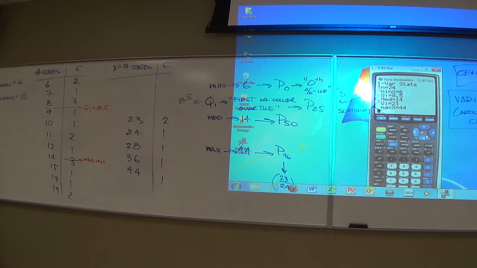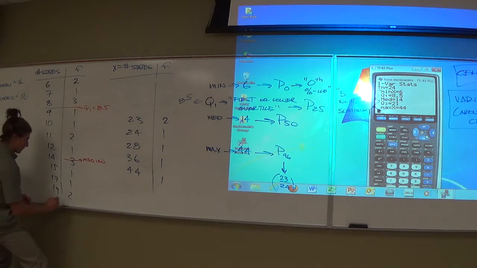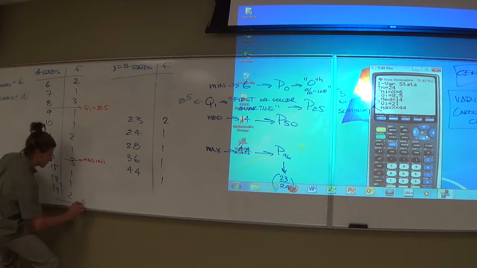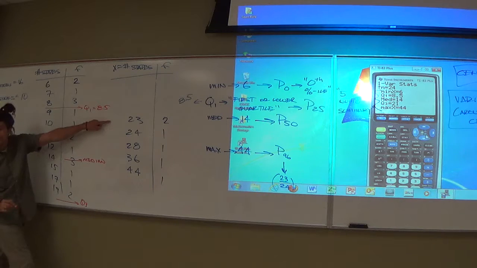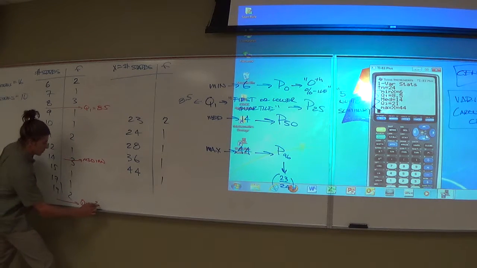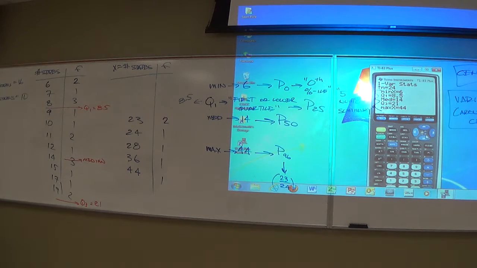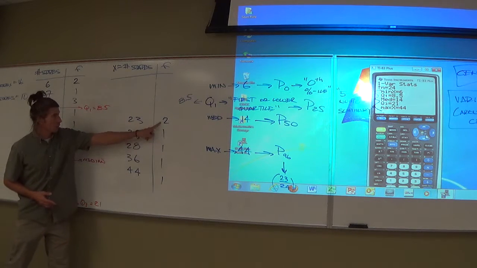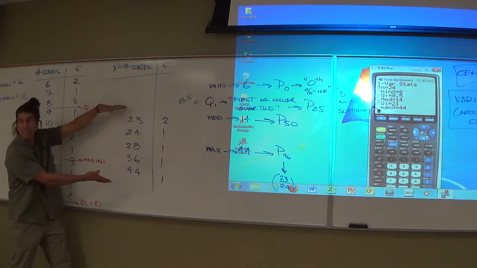Can you see why Q3 is 21? Let's find 21. I don't see 21, but conveniently, it's right between the 19 and the 23, isn't it? Let's make sure we can convince ourselves why it should be 21. There's 12 data points on top, right? 1, 2, 3, 4, 5, 6. Those are the top 6.